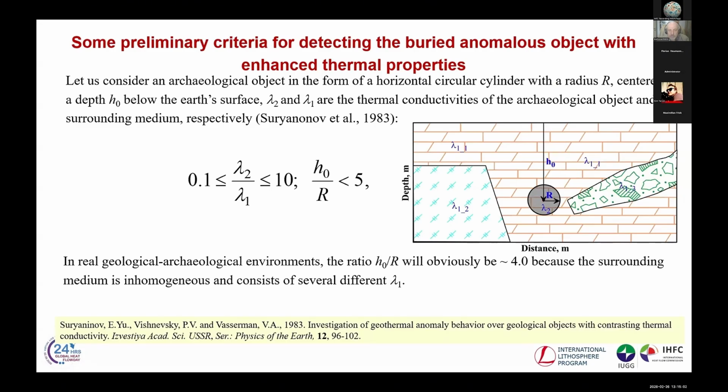In which case can we observe the temperature anomaly from the buried object?